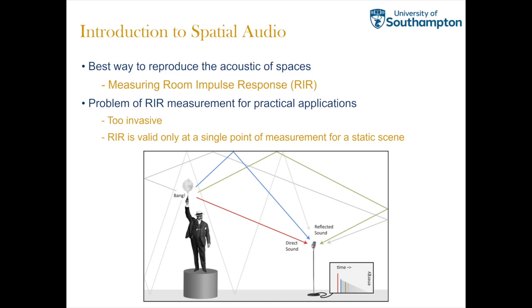So the problem is that this room impulse response can represent the whole room's acoustic properties, but it corresponds only to that point, from that source point to that listener point. If the source is moving around and the listener is moving around, then the room impulse response is also changing. So it is very hard to measure the full room impulse response of the place.